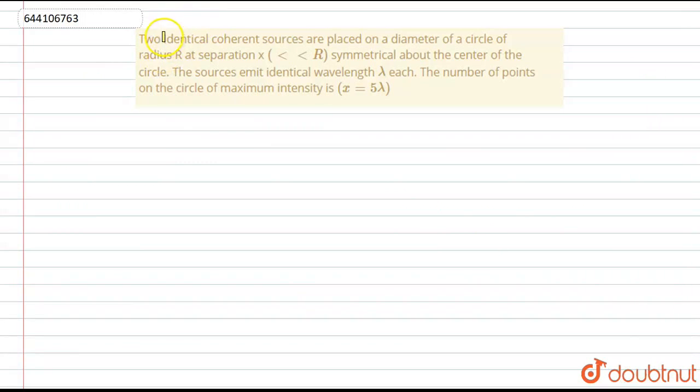Hello everyone, let's start the question. Question says two identical coherent sources are placed on a diameter of a circle of radius r at separation of x, where x is smaller than radius of the circle, symmetrical about the center of the circle. The source emit identical wavelength lambda each, the number of points on the circle of maximum intensity, and x is given as 5 lambda. So first we draw a circle of radius r.